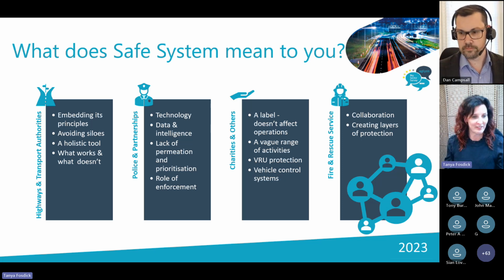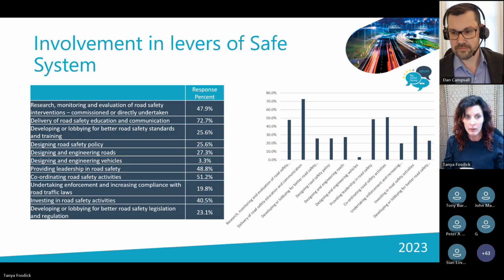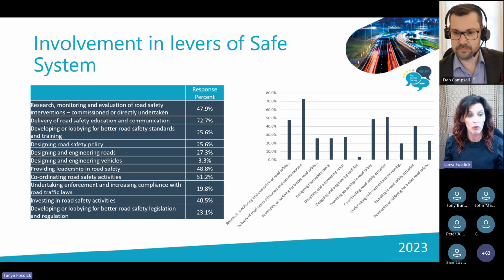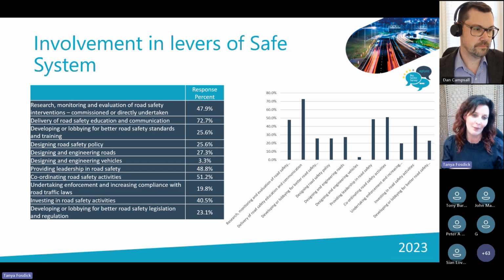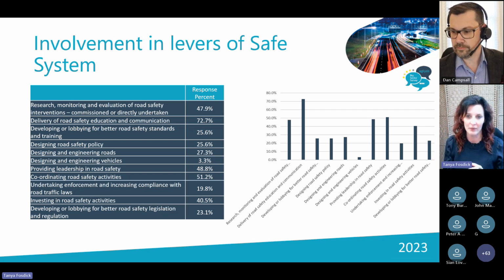Yeah. Really conscious of time. We've got a couple more slides to go, so let's have a look at the next one. With this one, we were asking how people deliver on safe system in terms of the different levers available to them. You can see here that people could pick multiple different elements. Things like leadership, coordination, research all came out highly. Investing in road safety activities. But the one which is way ahead is road safety education and communication, which is why we touched upon it at the beginning.